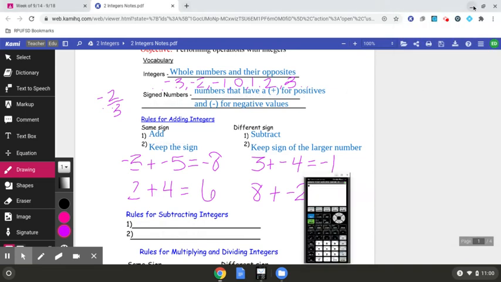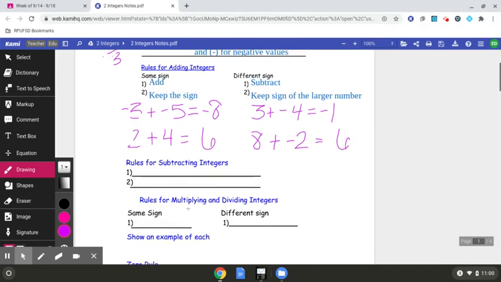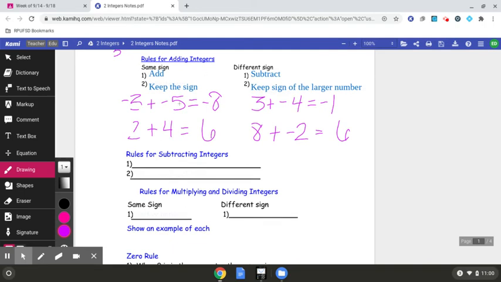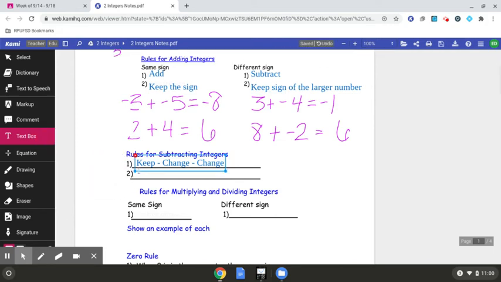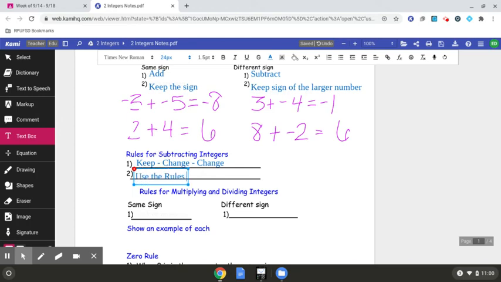Okay, so if we keep going, my rules now for subtraction. If you are good with your rules for addition, your rules for subtraction should be kind of the same because they really are no different. So your rules for subtraction are, the first thing you're doing is keep, change. And I'll show you what I mean by that. And step 2 is that you are going to use the rules for addition. So if you know your rules for addition, you should be pretty good with this.